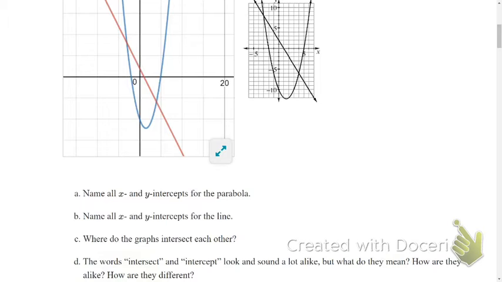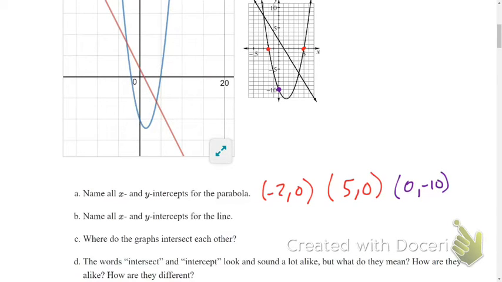All right, let's go through question A real quickly. Name all x and y intercepts for the parabola. So for the parabola, we're going to be looking at the x-intercepts and the y-intercept. In other words, where do they hit the x-axis? Where do they hit the y-axis? For the parabola, right there, I have two x-intercepts. The first one is negative 2, 0. The next one is 5, 0. And then I also have the y-intercept right there, and that is 0, negative 10.